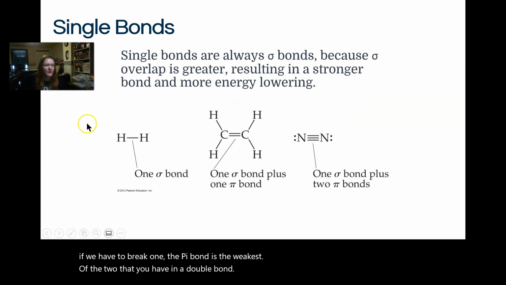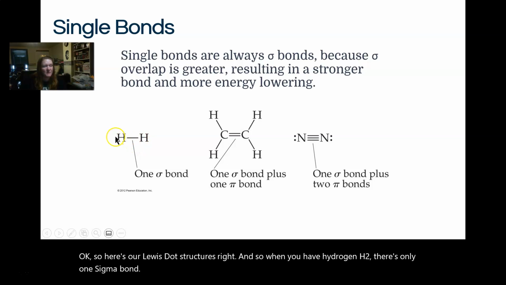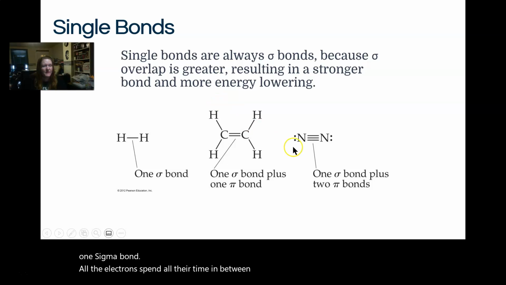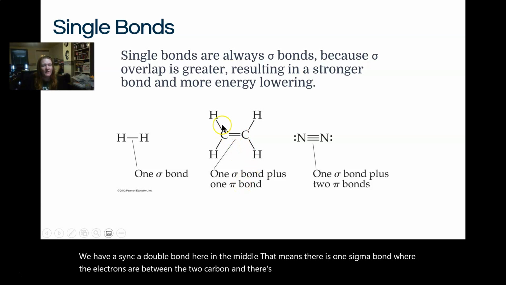Okay, so here's our Lewis dot structures, right? And so when you have hydrogen, H2, there's only one sigma bond. The electrons spend all their time in between these two nuclei. In this drawing, this is ethene, we have a double bond here in the middle. That means there's one sigma bond where the electrons are between the two carbon, and there's also a pi bond that goes on the top and the bottom.